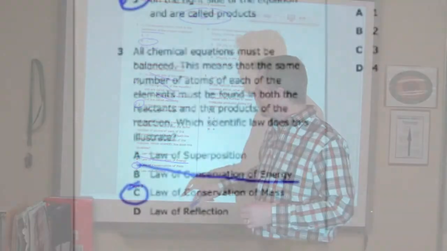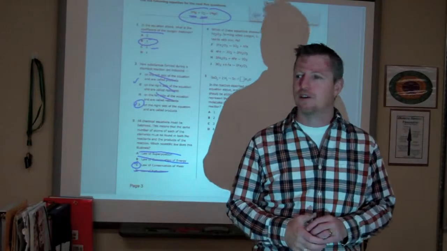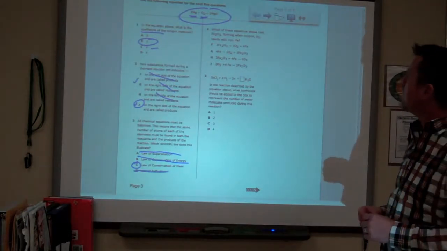We've never talked about the law of superposition. I'm not even sure what that one means. And the law of reflection we've never talked about either. That has to do with physics, okay? Okay, let's look at 4.